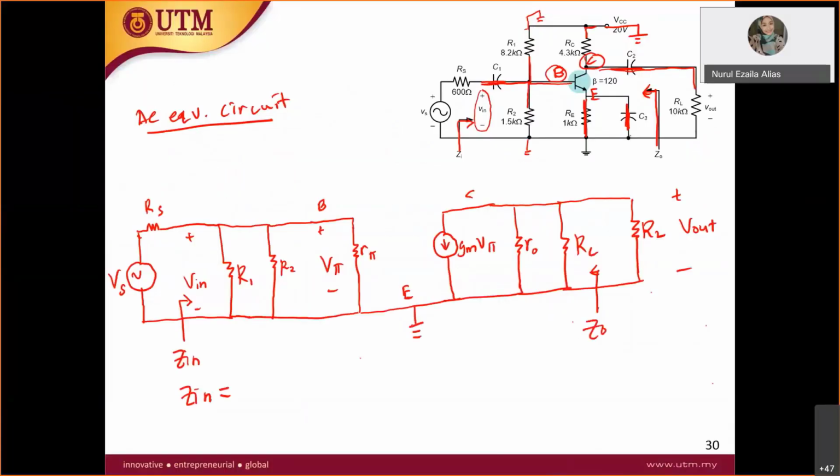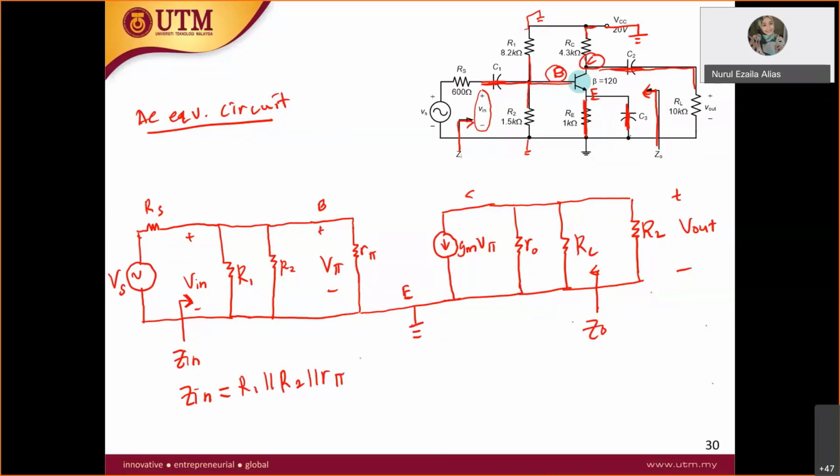So Z in is equal to what? R1 parallel with R2 parallel with R pi. Yes, correct. So don't forget your R pi there. The total resistor that you see from this arrow: you have R1, R2, and R pi all in parallel.